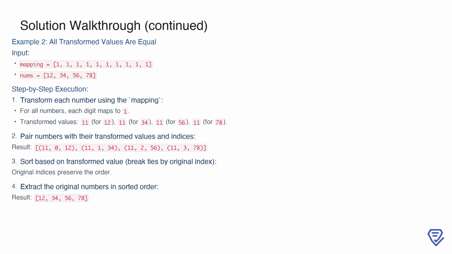We then pair these transformed values with their respective indices and original numbers, resulting in (11, 0, 12), (11, 1, 34), (11, 2, 56), (11, 3, 78). Because all transformed values are identical, the sorting step preserves the original order based on the indices. Extracting the original numbers gives us the final sorted output, 12, 34, 56, 78.